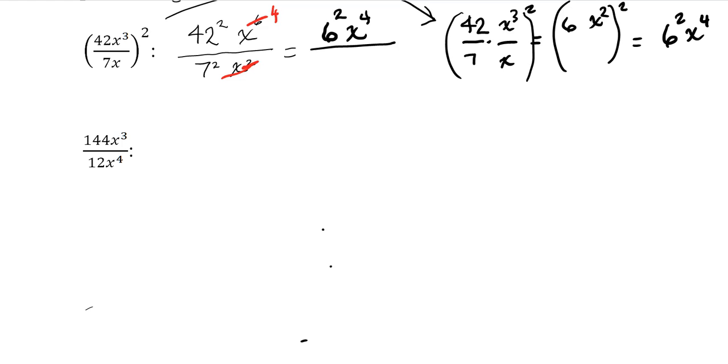Okay, here's another one where I can see that I have some things I can cancel out. I have a 12 that I can cancel out of both the 144 and the 12. So I'm going to have a 12, and then here I have a 3 and a 4 on my x's, so that means I have an x in the remainder, and I'm done. That's as far as I have to go. And that's it.